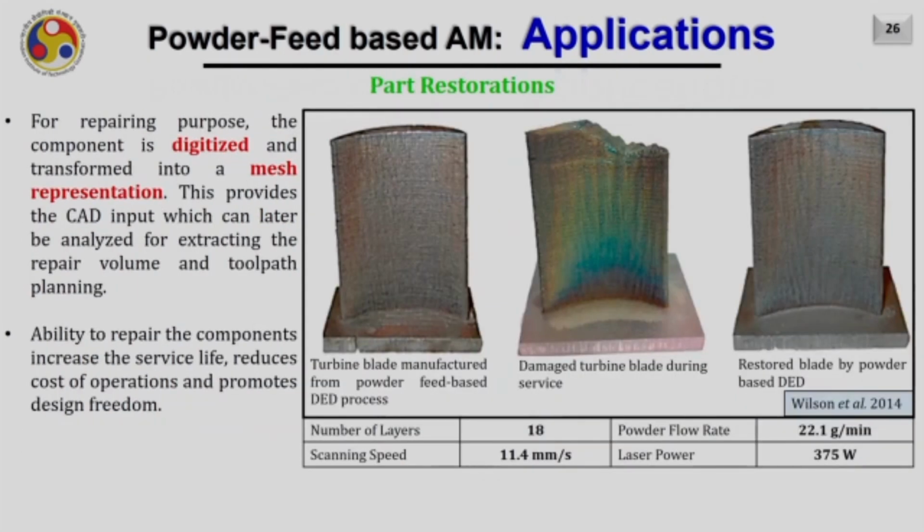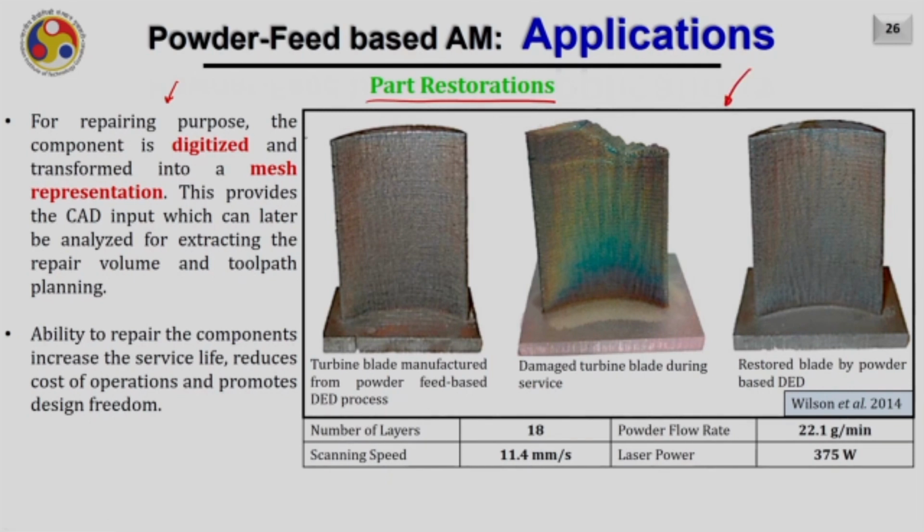Another very unique advantage of powder feed based additive manufacturing is its capability of part restoration. For repairing purposes, the damaged part is first digitized to create a CAD model. This CAD model is then an input used for extracting the repair volume and tool path planning for that particular portion. The ability to repair components increases the service life, reduces the cost of operation and promotes design freedom. An example of the same is shown here.